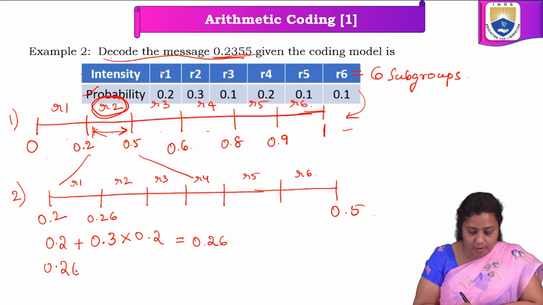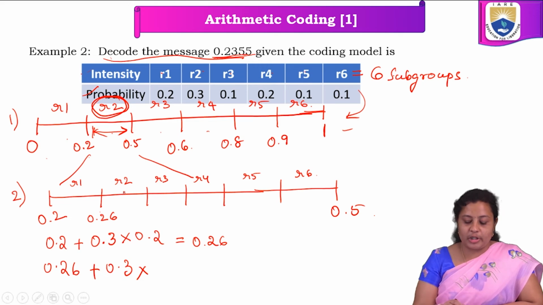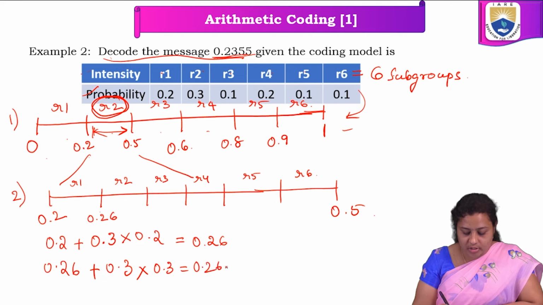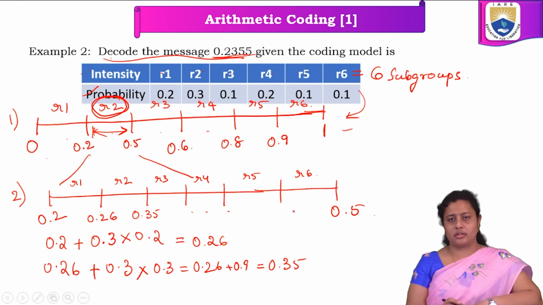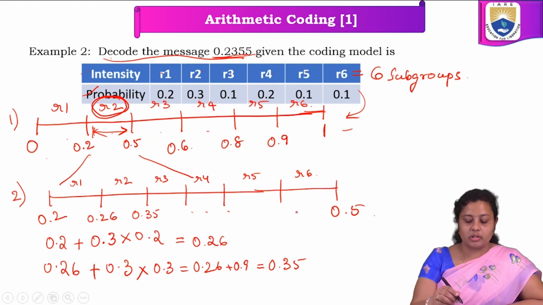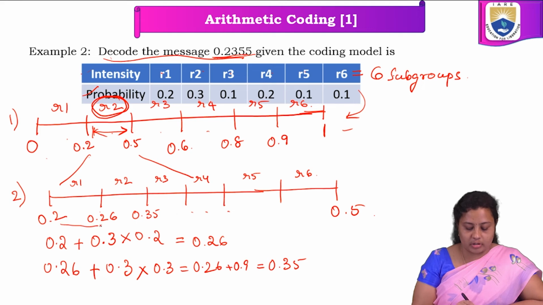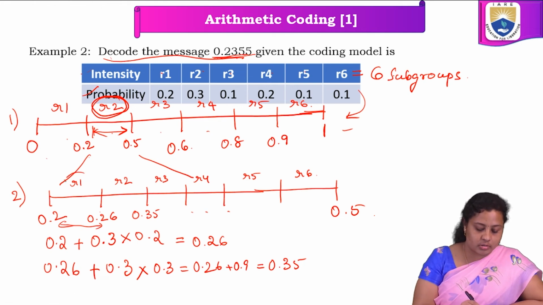Next value is given by 0.26 plus 0.3, which is the range length, into the probability of R2, which is 0.3. So this is equal to 0.26 plus 0.09, which is equal to 0.35, and so on and so forth. The values exist, but let me not go beyond it, because I have already got my range here. The value 0.2355 exists in the first range, so the symbol I am going to consider is R1.